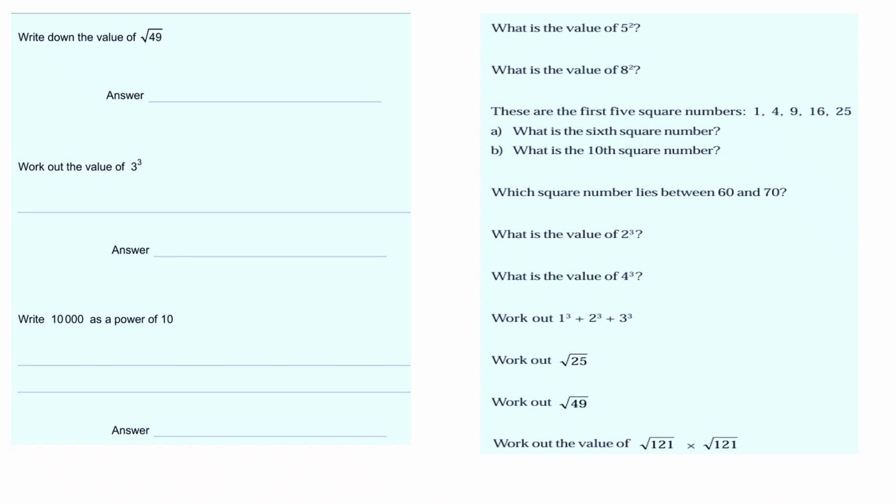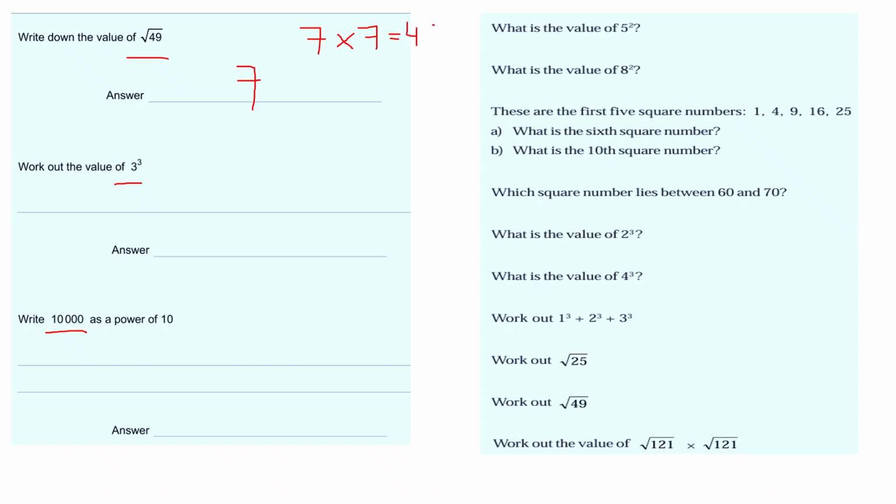Okay, folks, looking at some square numbers, some cube numbers, and also square roots in this video lesson. Okay, so in this first part, it says write down the value of the square root of 49. Well, what number multiplies by itself to give you 49? That's going to be 7, because 7 times 7 makes 49, or in other words, 7 squared is 49.